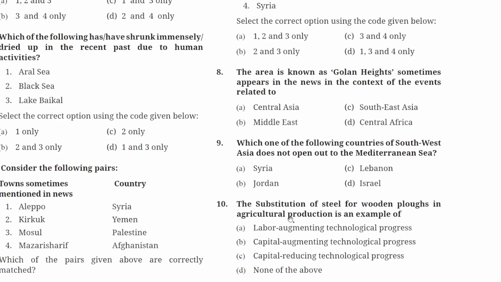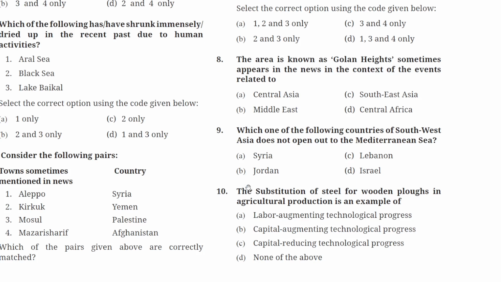Question number 9. Mediterranean Sea. Which one of the following countries of Southwest Asia does not open out to the Mediterranean Sea? Question number 9 is B. Jordan doesn't open directly.